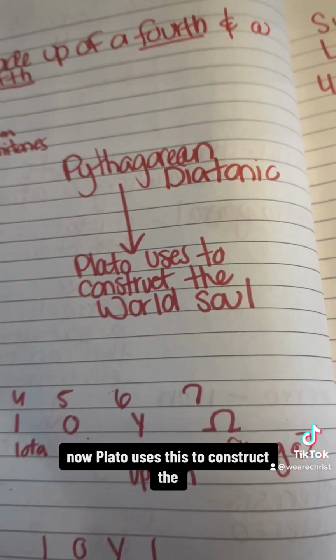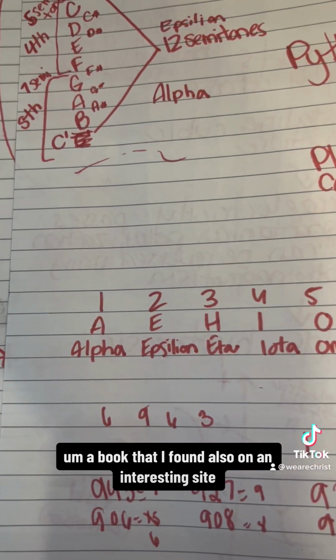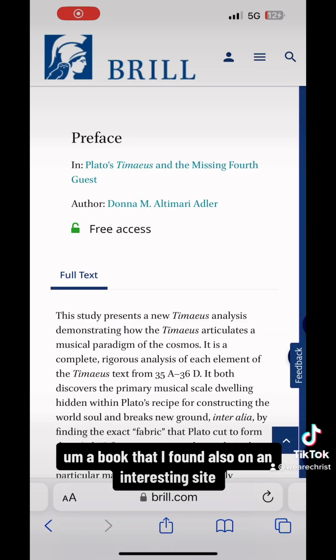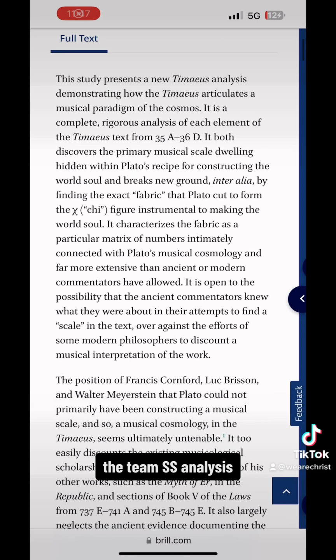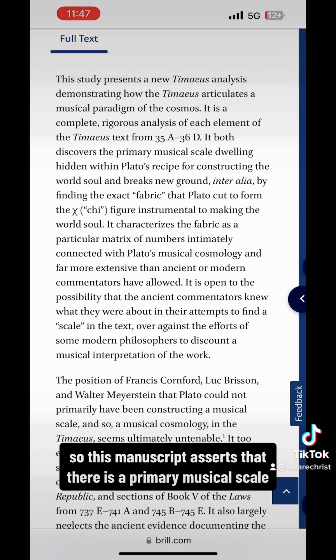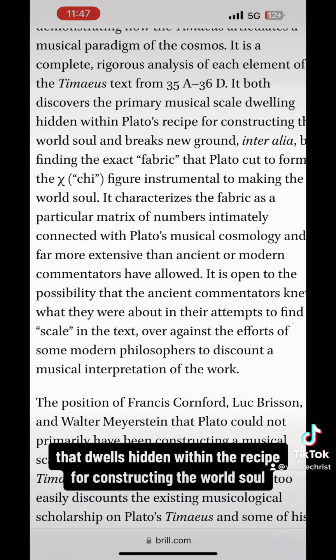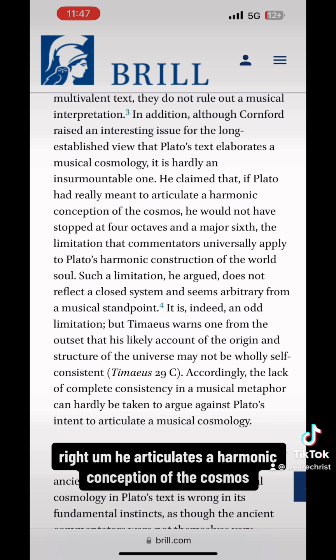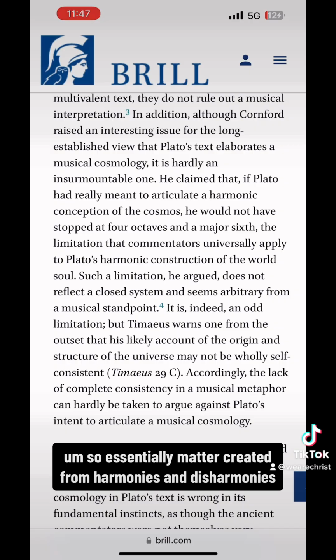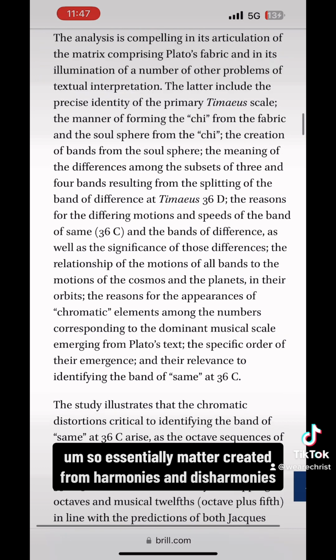Now, Plato uses this to construct the world soul in a book that I found also on an interesting site. The Geometric analysis, essentially, it is a musical paradigm of the cosmos. So this manuscript asserts that there is a primary musical scale that dwells hidden within the recipe for constructing the world soul, right? He articulates a harmonic conception of the cosmos. So essentially matter created from harmonies and disharmonies.